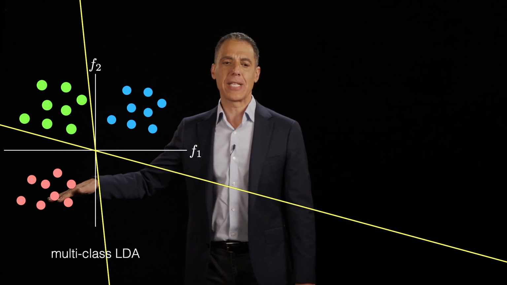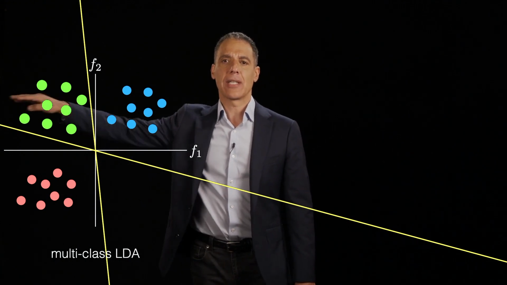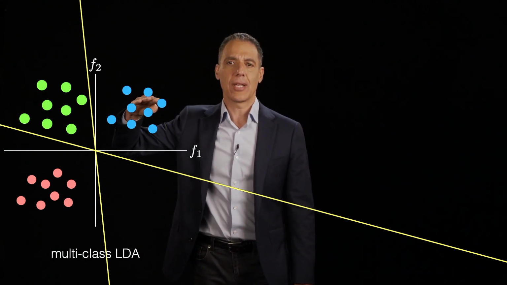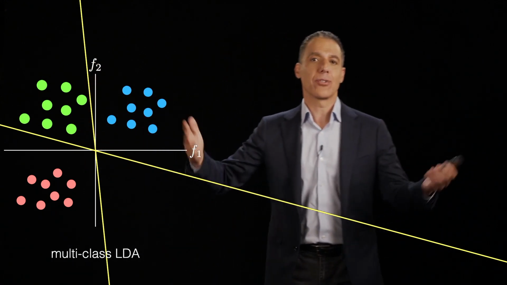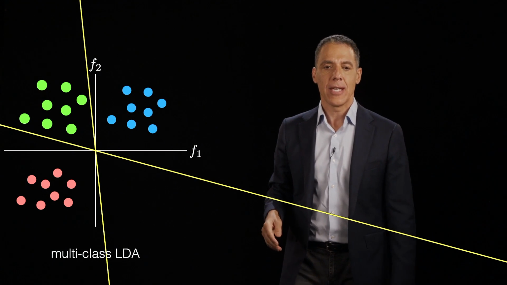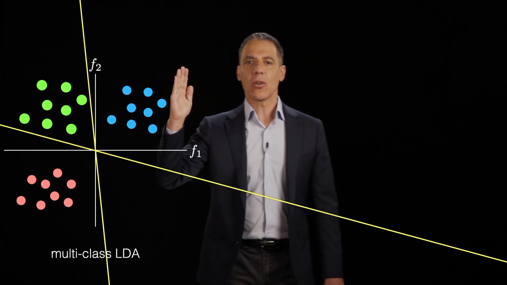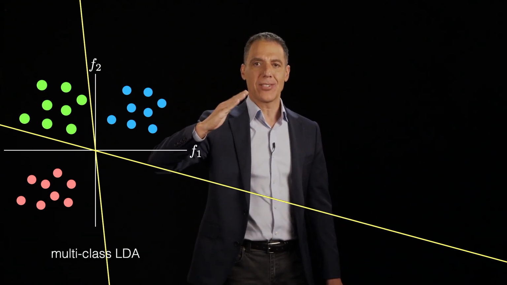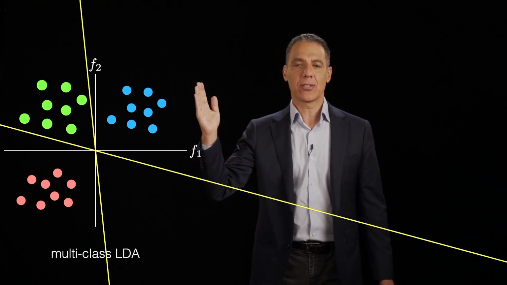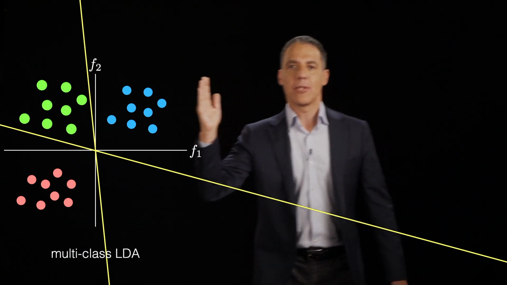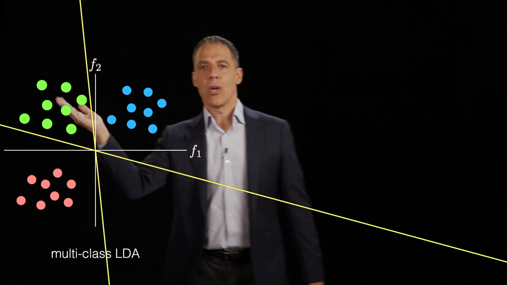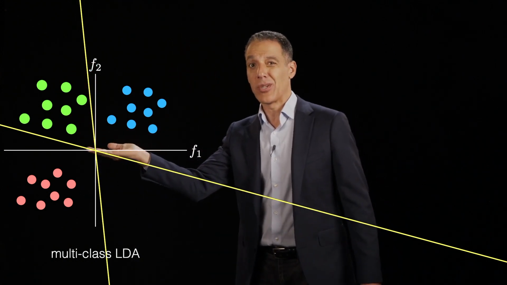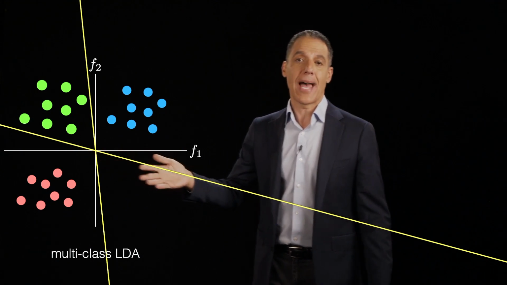Let's imagine I have three classes, the red class, the green class, and the blue class. And I have, again, two features, F1 and F2, or 1,024 features, whatever it is. Now, a single eigenvector in this space is not enough to separate three classes, right? So take this line right here, and it can separate the green and the red from the blue, or this line right here, and it can separate the green and the blue from the red, but not all three.